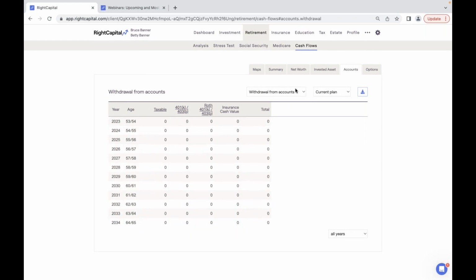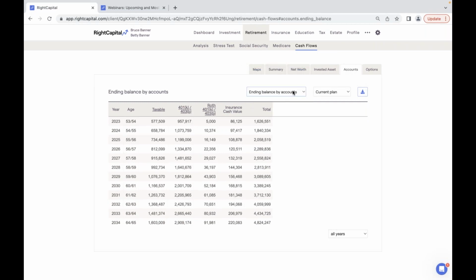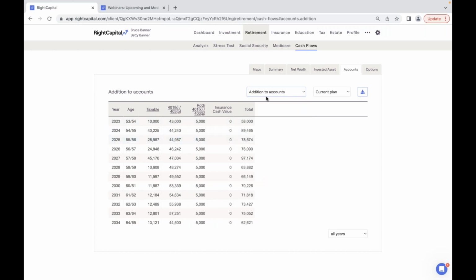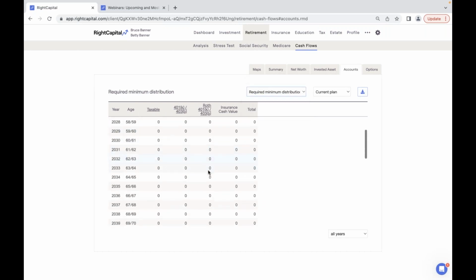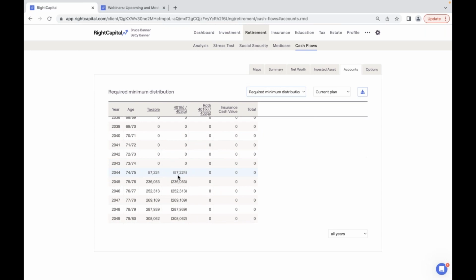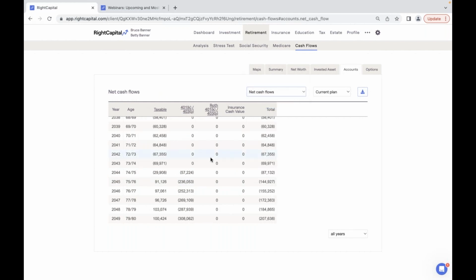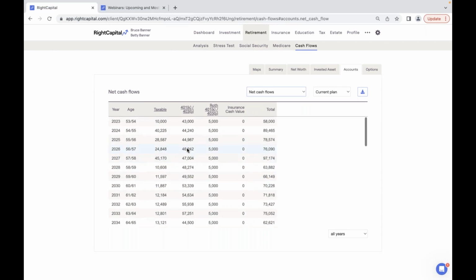So great place to see the movement of money, everything from ending balances by accounts each year to additions to accounts, what we're saving each year, to even required minimum distributions kicking in at the new RMD age of 75. So we can see for this client, money leaving the 401k assets, entering into the taxable assets. But of course, in this year, we would also see a pretty high tax burden as well based on the RMD that occurs. So that would be factored into the normal cash flow summary. In addition to that, you can see things like net cash flows as well. So, positives and negatives, which is also great.